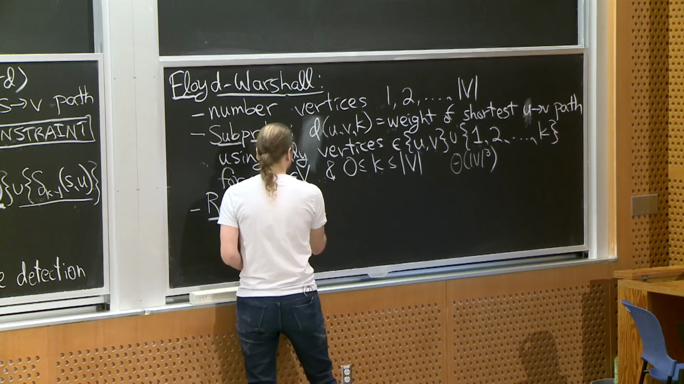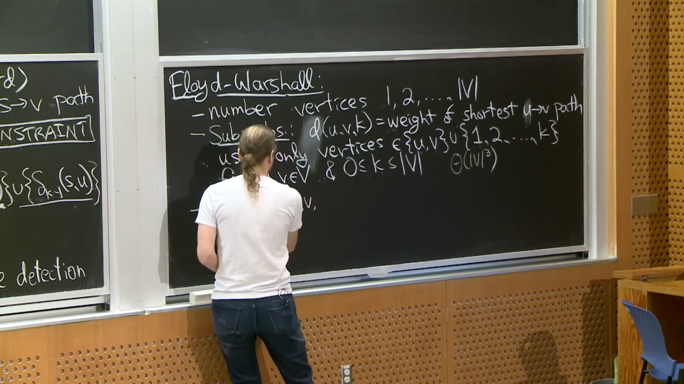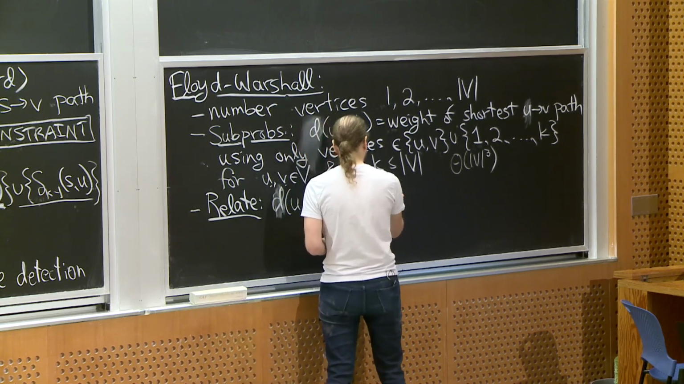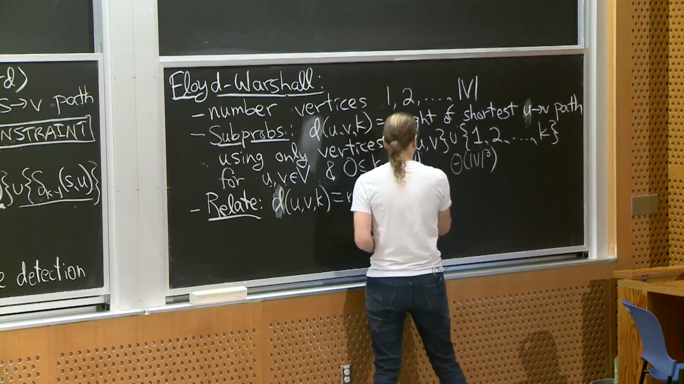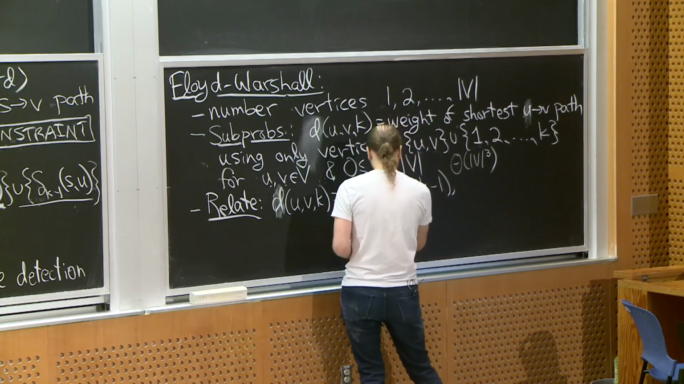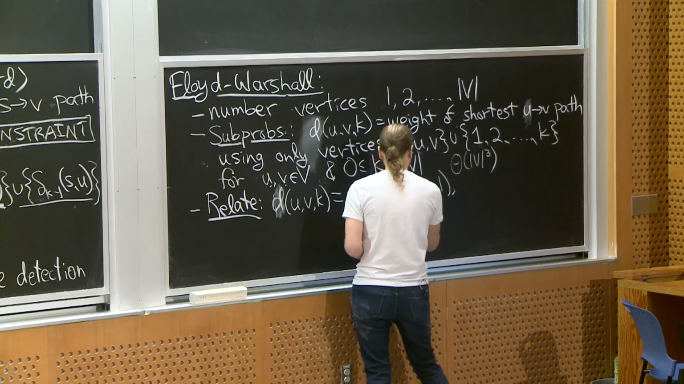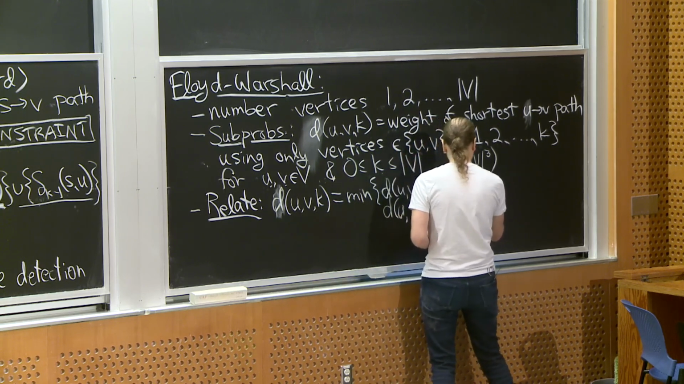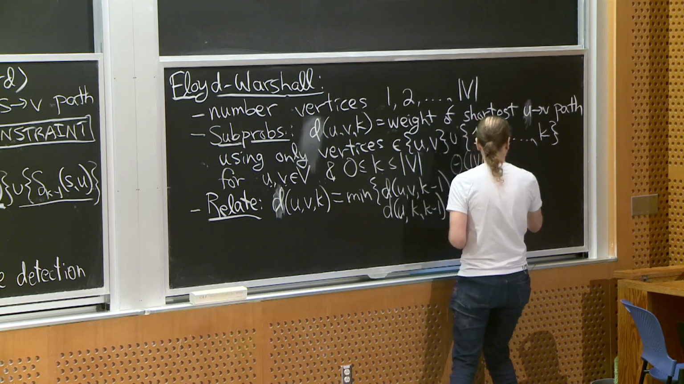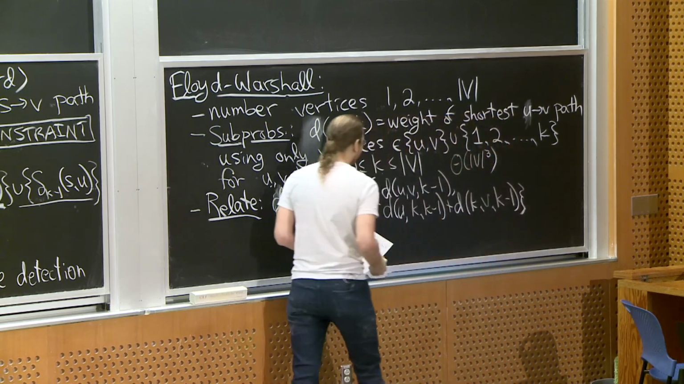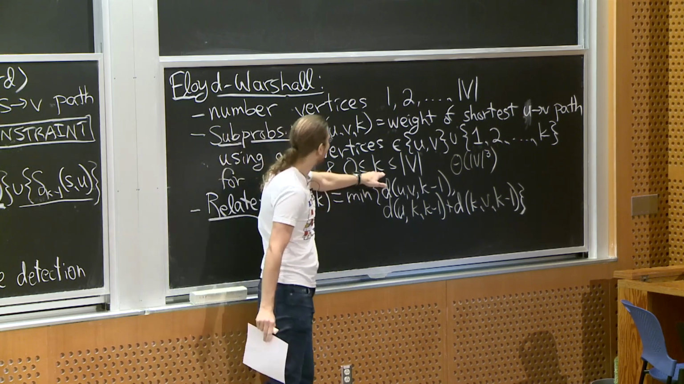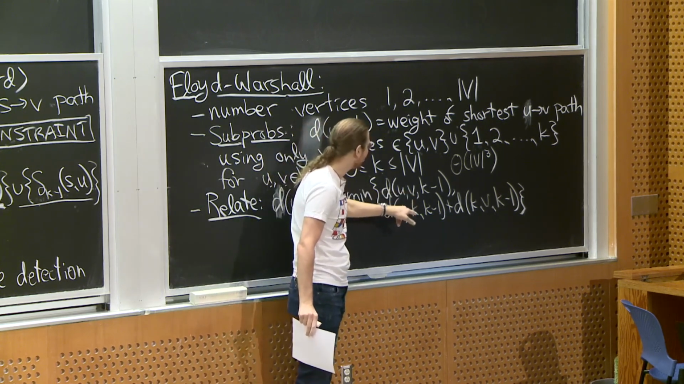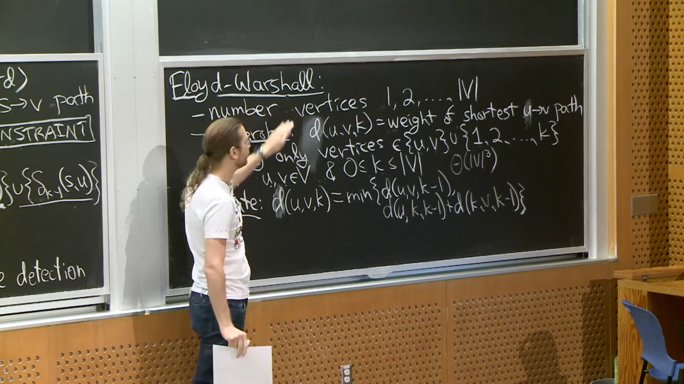d of uvk is the min of 2 things, d of uvk minus 1 and d of uk k minus 1 plus d of kv k minus 1. Okay, it's a strange formula because we're using indices like k for vertices also, as well as u and v for vertices, but we're also using k as a counter. But we can do this because our vertices are numbered.